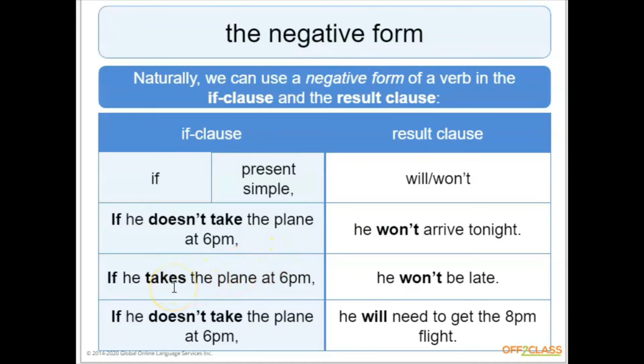Or if he takes the plane at 6 p.m., affirmative, he won't be late. Negative, right? He will not, or he won't be late. Or could be negative and then affirmative, right? Could be if he doesn't take the plane at 6 p.m., he will need, affirmative, to get the 8 p.m. flight, or he'll need. You could use the contraction. Okay.